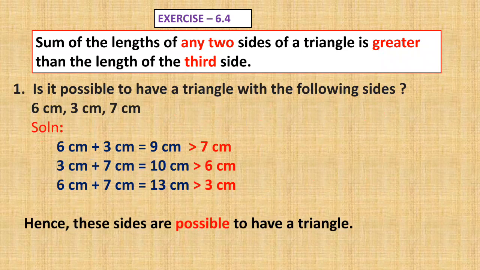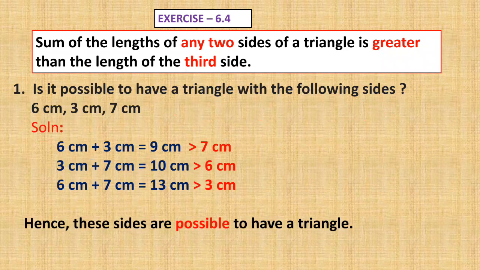First, 6 plus 3, you will get 9. What is the remaining side? 7. The total 9 is greater than the third side, 7 centimeter. Next, 3 centimeter plus 7 centimeter equals 10. Total 10 is greater than the third side 6. Another possibility: 6 plus 7 equals 13, greater than the third side 3.